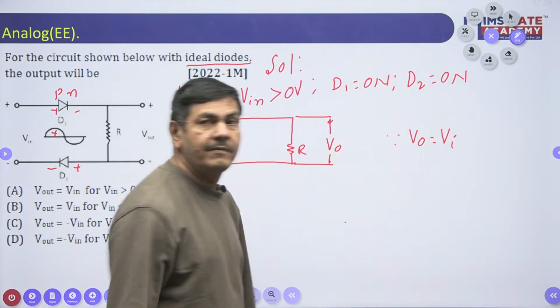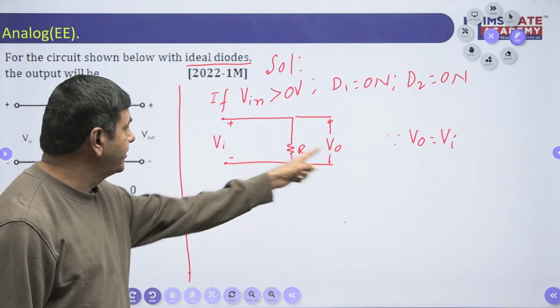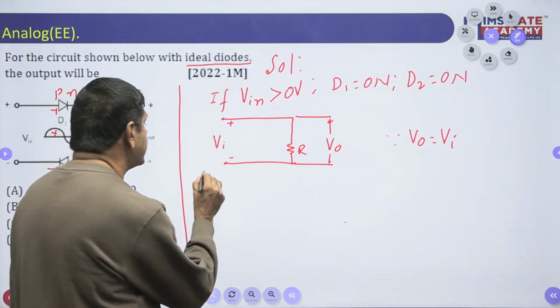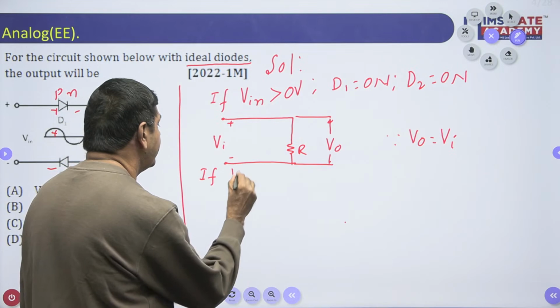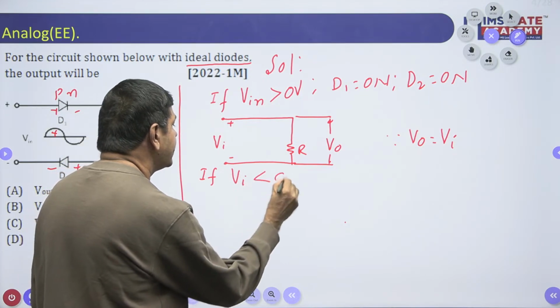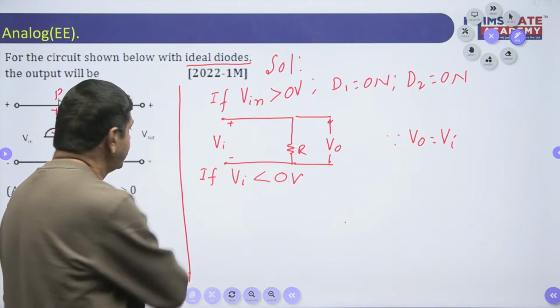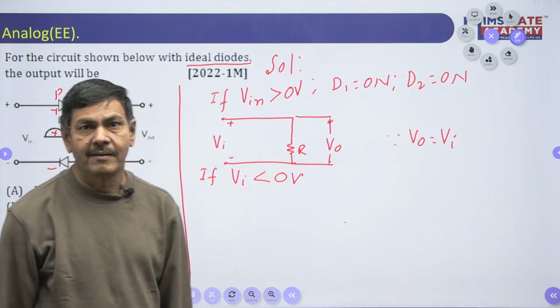I'm getting V naught equal to VA only now. The same voltage. If VI is less than 0 voltage, that means a negative pulse we are giving now.